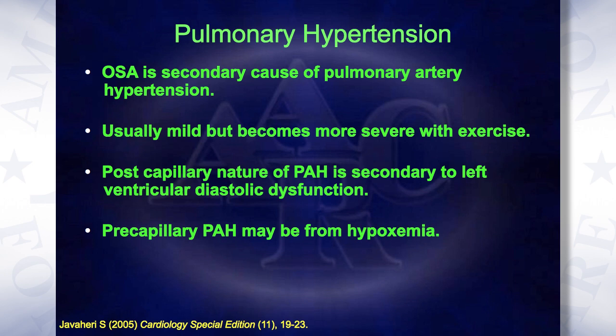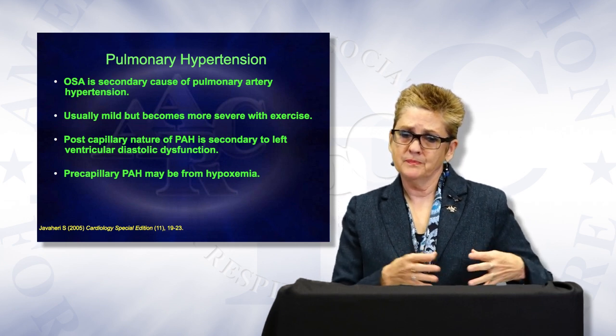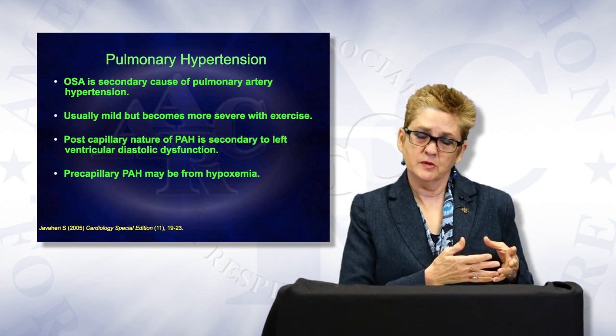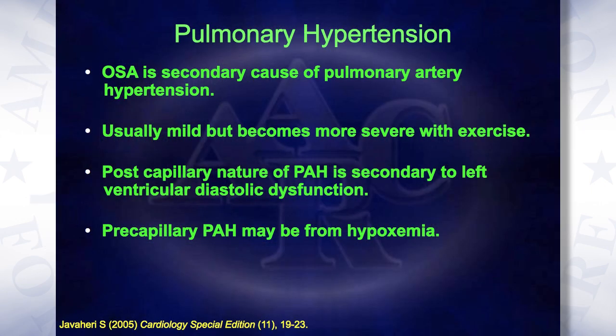And we have a post-capillary nature of the pulmonary artery hypertension, which is secondary to left ventricular diastolic dysfunction. We talked about the heart having that effect, how it loses its wall strength and can't pump as well. So our left ventricle doesn't work as well, and it can cause the pressures in the pulmonary artery to rise. Studies show that the capillary fill of the pulmonary artery hypertension may be from hypoxemia itself. So again, with the desaturation during the night, with the person's airway blocking off and the oxygen level going down, this can, over a period of time, cause pulmonary artery hypertension.